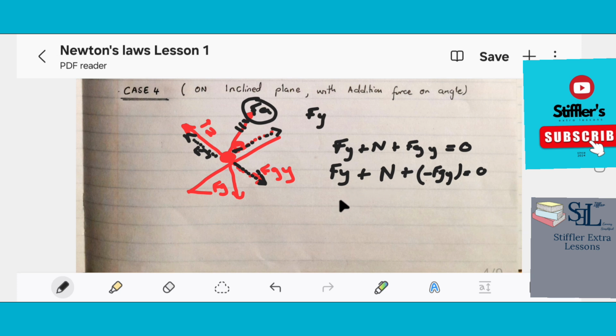So now, taking everything to the other side to get the normal force, our normal force becomes Fg at y. So this one going to that side becomes positive, and this one going to that side becomes negative Fg at y, like that. So this is the other situation in which we have to calculate the normal force.